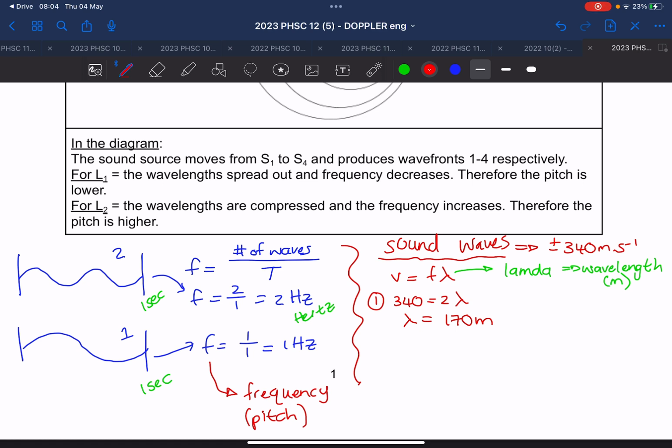Okay. Right, then the second wave. So 2, second wave. Again, if we consider this to be sound waves, the speed will remain the same, 340. That frequency was 1 hertz times lambda, and then lambda is 340 meters. Okay, so what we can conclude from there.